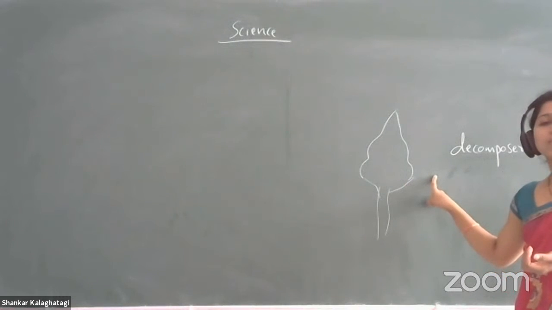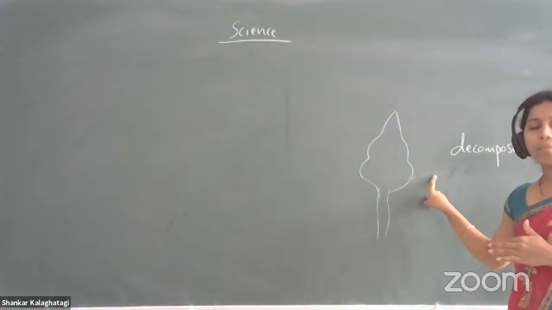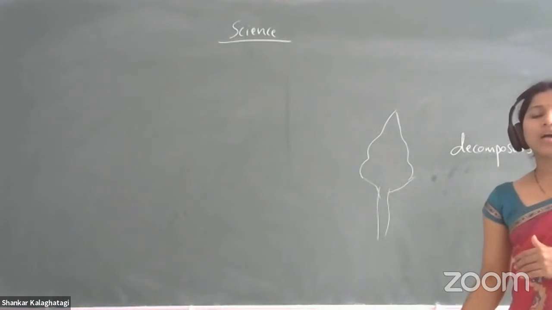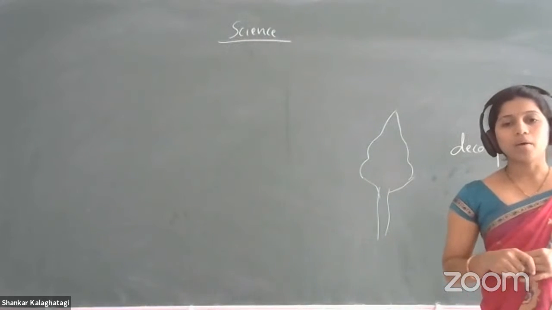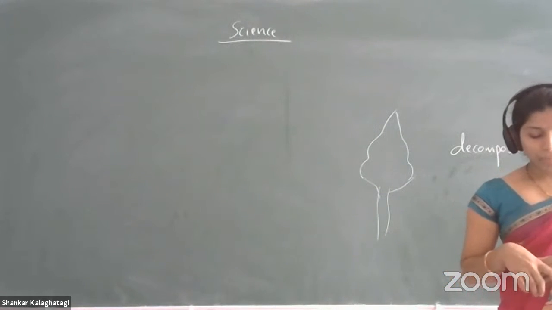Okay, so decomposers means microbes which feed on the dead parts of plants and animals and convert them into humus. So those microbes are called decomposers. Okay.